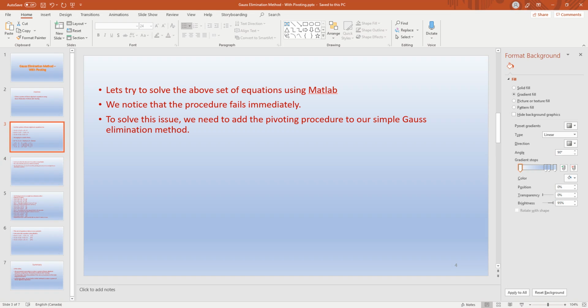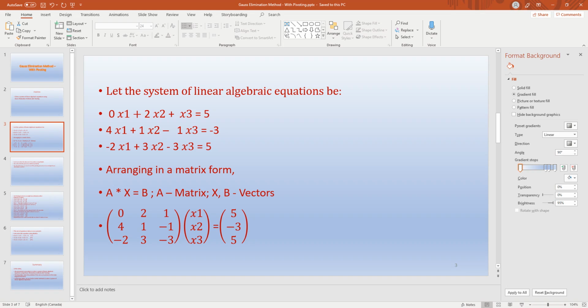So we find that there is a 0 in the main diagonal element, the first row and first column. So this is the issue we have when we try to solve using the unpivoted version of the Gauss elimination method. So to avoid this, we have to use the pivoted procedure.